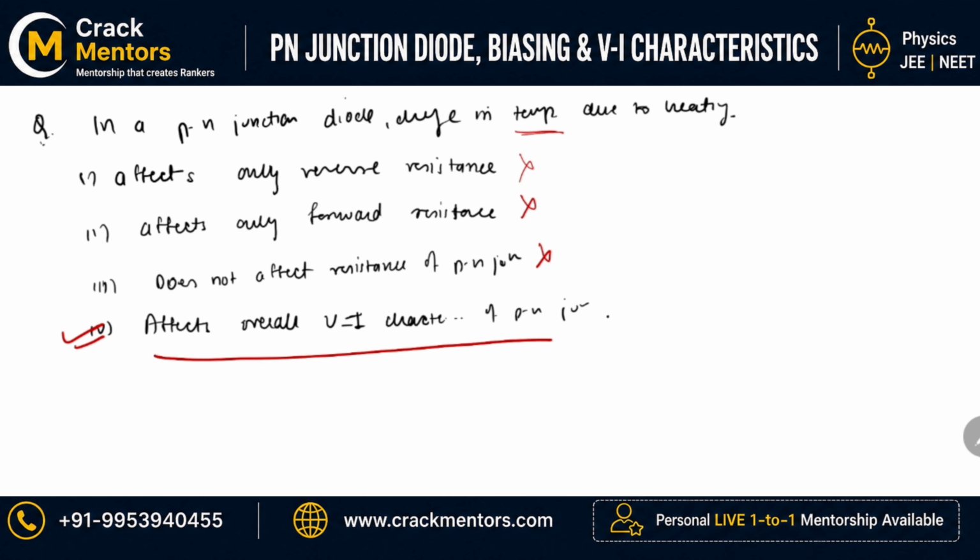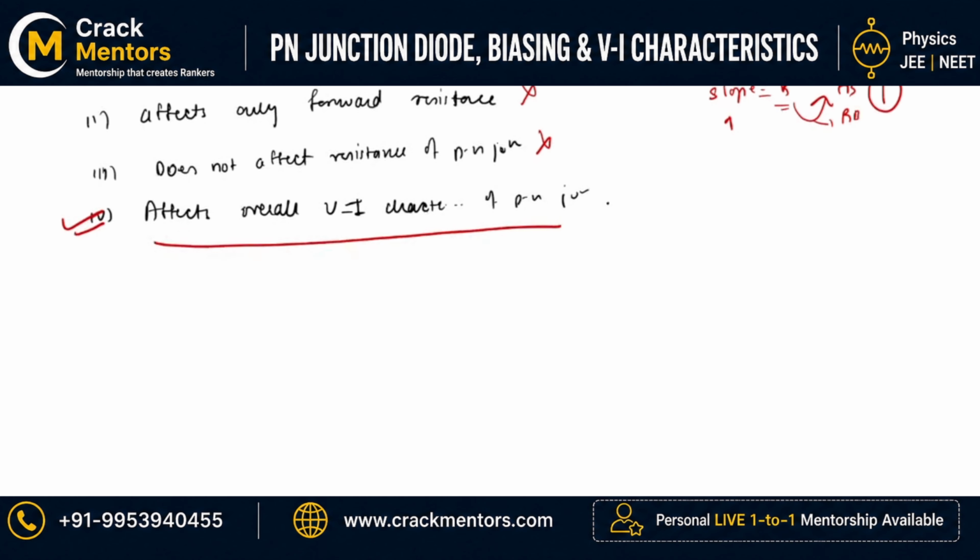It will affect the overall IV characteristics of the PN junction, because the slope of the graph gives me the value of resistance. So if the resistance of the forward bias and the reverse bias both get changed due to the temperature, what is happening over here? You will find that since overall these are changed, the slope will change, and since the slope will change, my entire IV characteristic will change. Is that clear, everyone? Okay, good enough.